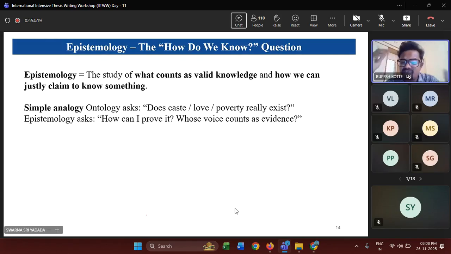epistemology. Now, how do we contrast epistemology and ontology? In ontology, we ask, does love or caste or poverty really exist? What is real about these social realities? And in epistemology, how can I prove it? As we discussed, there are so many things which are socially constructed, in a state of flux, and contextually and culturally different. So how can we prove it, whose voice counts as evidence, and what could be the empirical data?